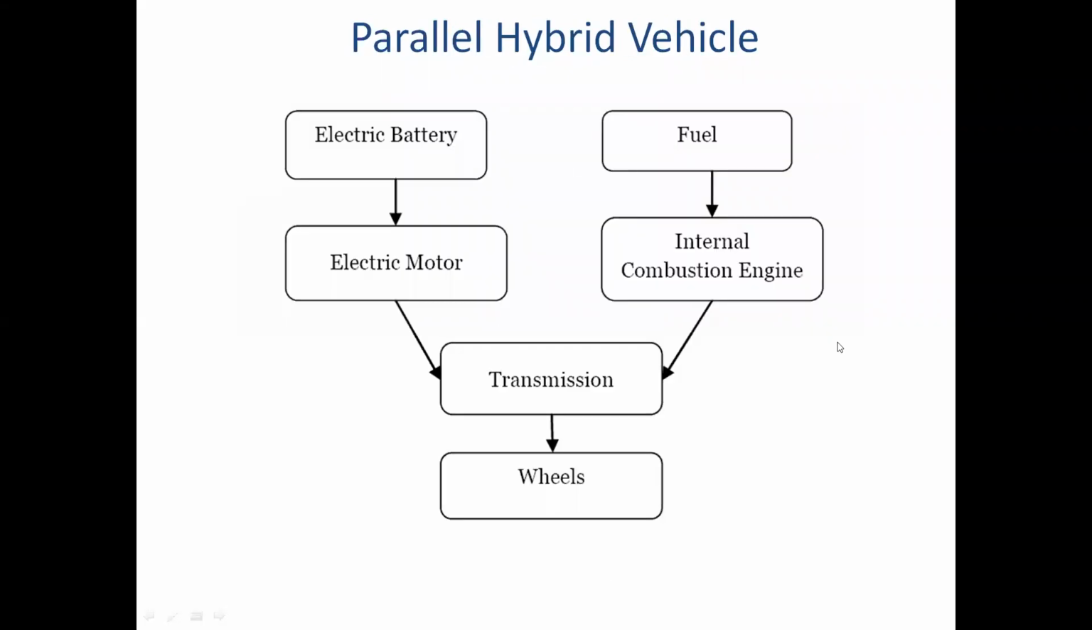Now, what is a parallel hybrid vehicle? In a parallel hybrid vehicle, you can see here the electric battery and fuel. These are on the top. Electric battery supplies power to the electric motor, fuel supplies power to the internal combustion engine. They come together separately and give power to the transmission line, and through the differential the power is given to the wheel. So parallel system. So parallel hybrid vehicle.